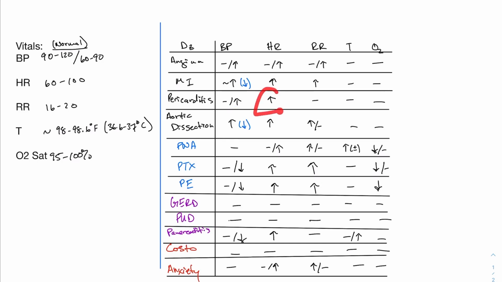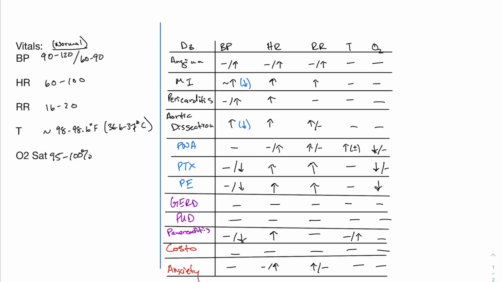You will usually have an elevated heart rate because the pericardium being inflamed and irritated is, the way that I think of it, also irritating to the heart itself. And so you're going to have more activation of those muscles and you're going to generally beat faster.